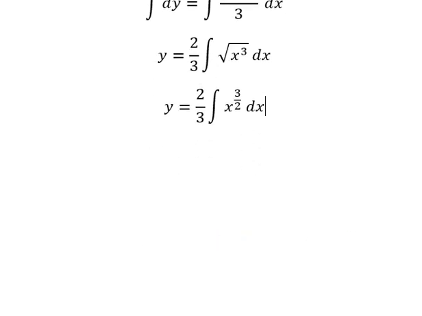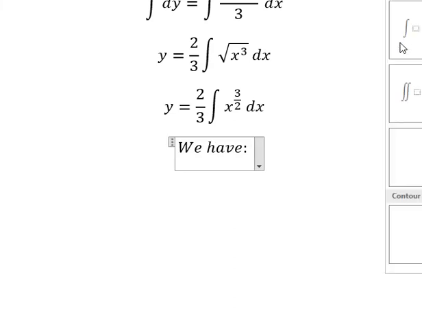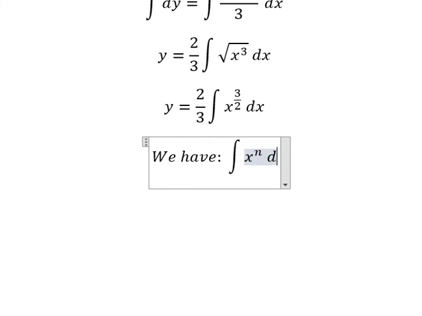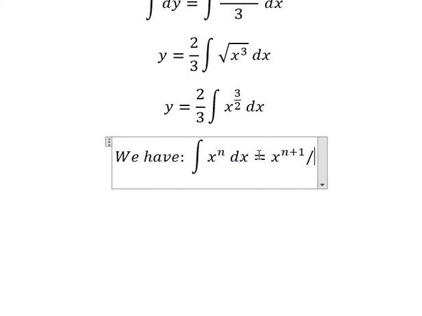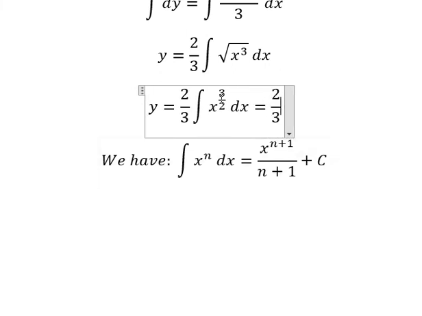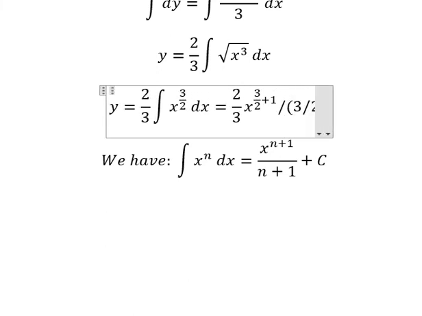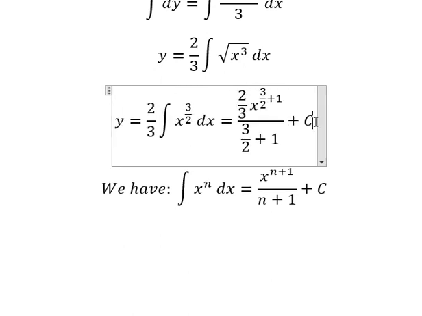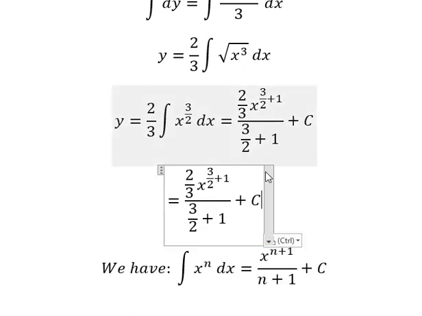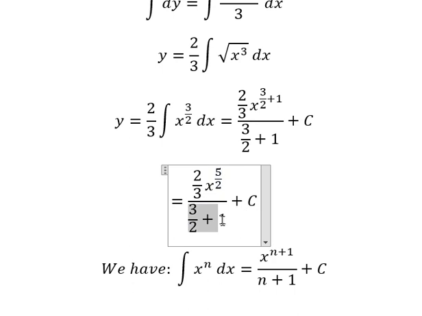Next, we have the formula in here. So we put 3 over 2 here, and we have 3 over 2 plus 1 over 3 over 2 plus 1, and I will put c. So this one in here we calculate, and that is about 5 over 2, and this one we have 5 over 2.